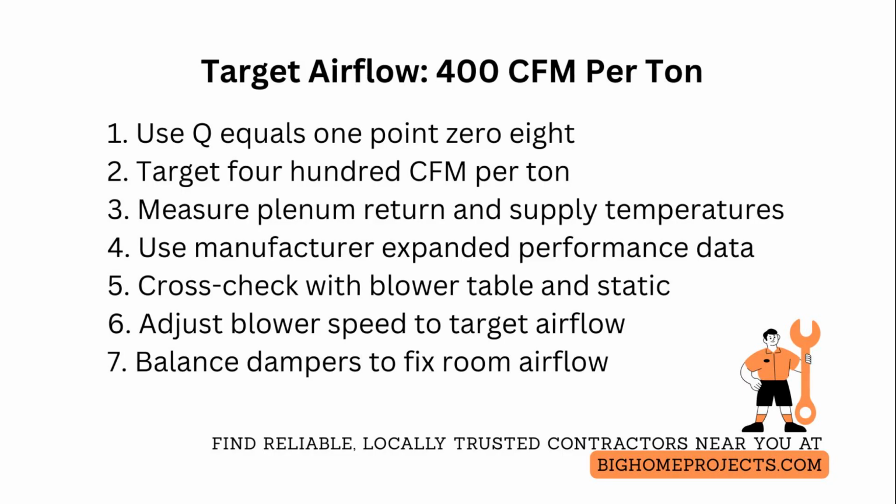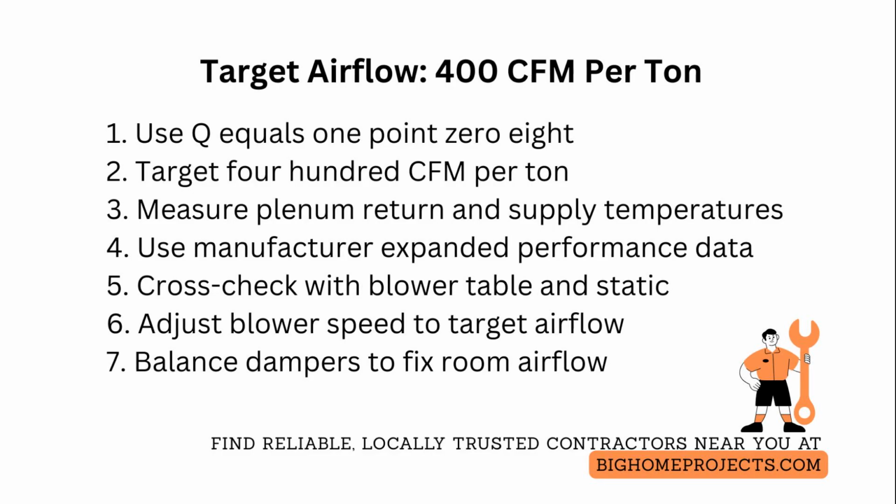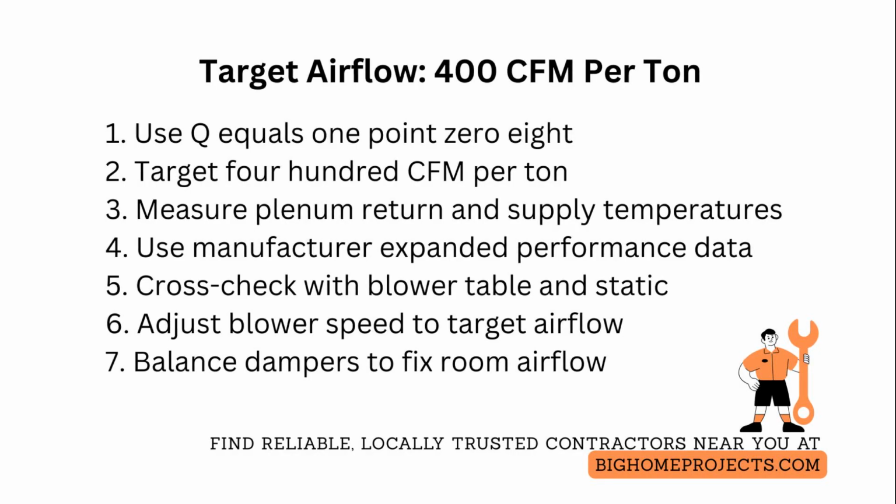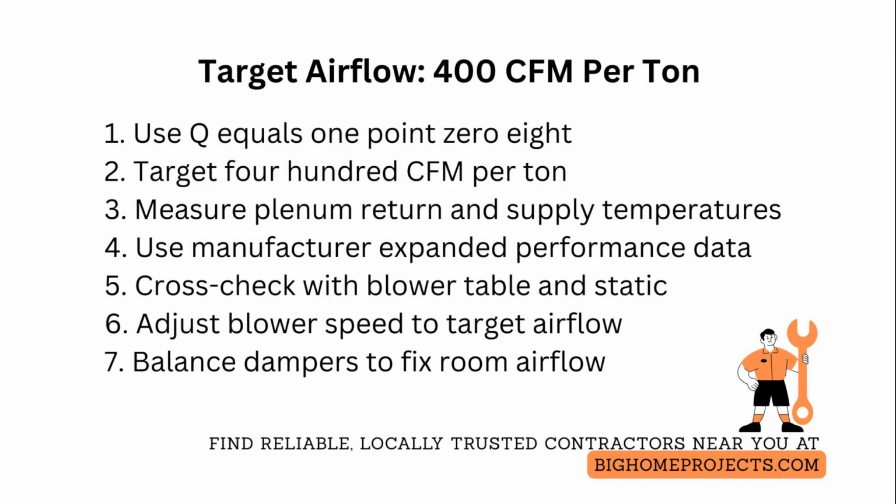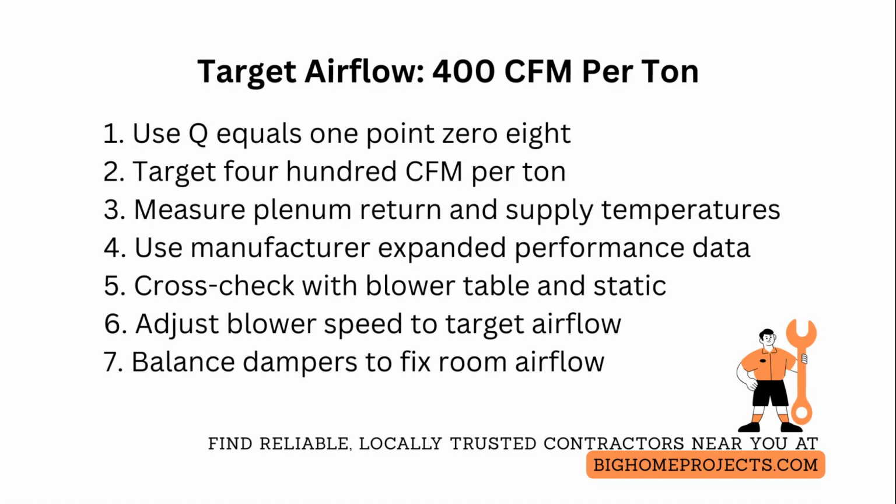For airflow per ton, the expert target is 400 cubic feet per minute per ton, with an acceptable range of 350 to 425 cubic feet per minute per ton, depending on dehumidification priorities and duct static pressure limits. When measuring, use a high-quality digital thermometer with fast response and measure the return air temperature and the supply air temperature at the plenum, not at far registers, to get an accurate delta T.